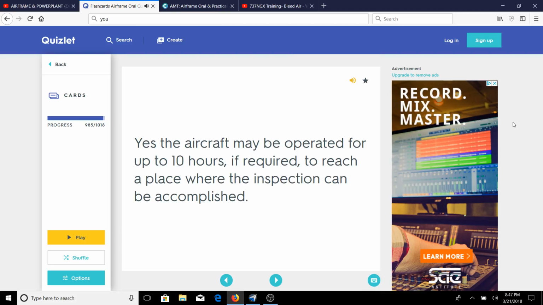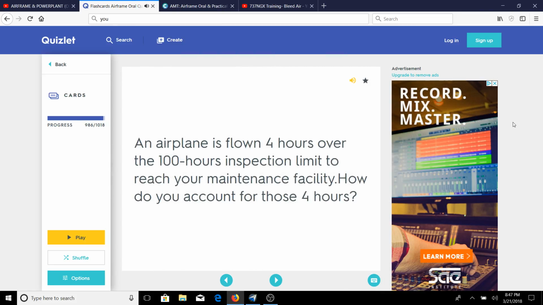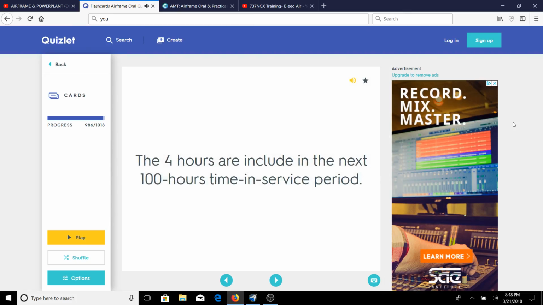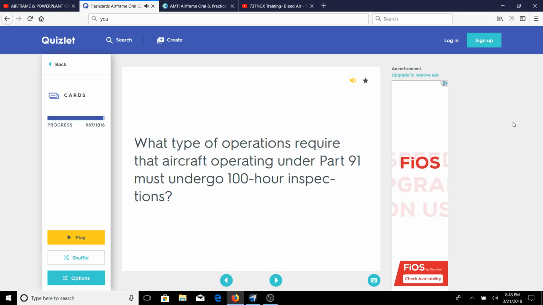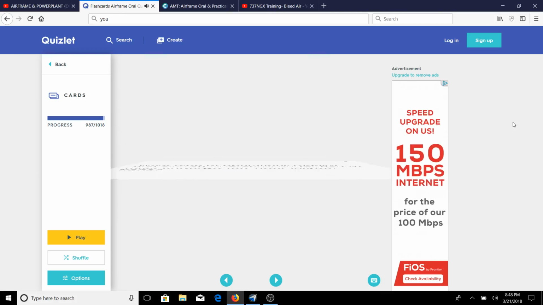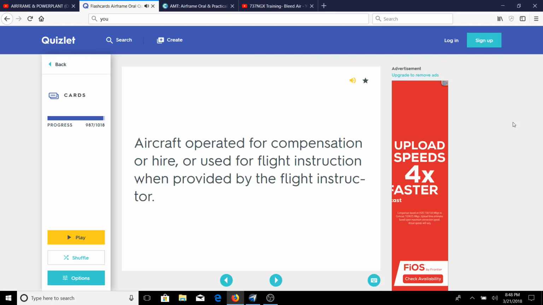An airplane is flown 4 hours over the 100-hour inspection limit to reach your maintenance facility. How do you account for those 4 hours? The 4 hours are included in the next 100-hour time in service period. What type of operations require that aircraft operating under Part 91 must undergo 100-hour inspections? Aircraft operated for compensation or hire, or used for flight instruction when provided by the flight instructor.